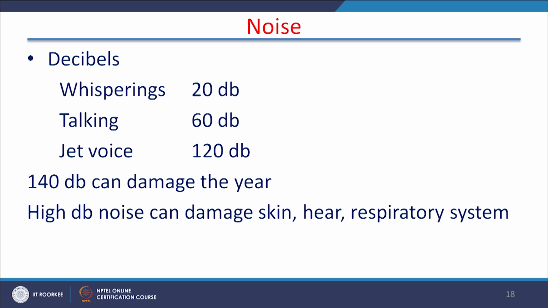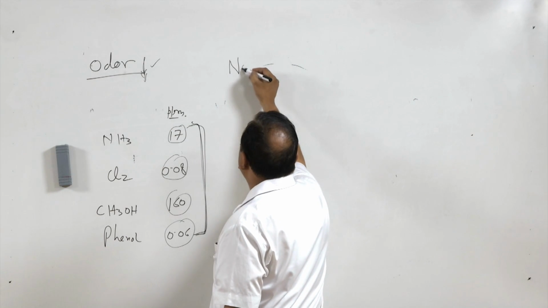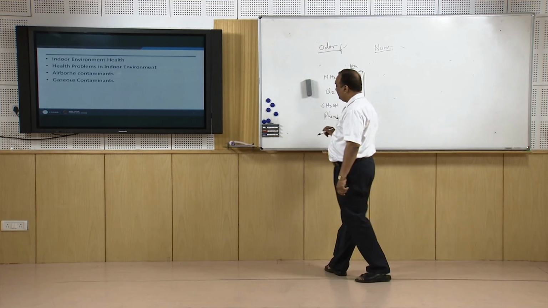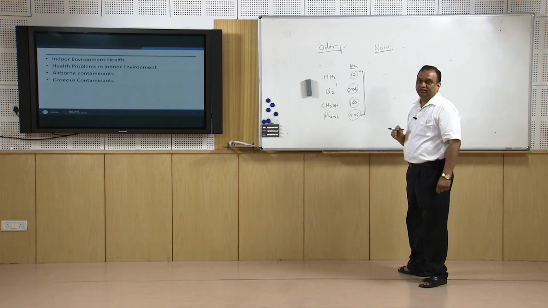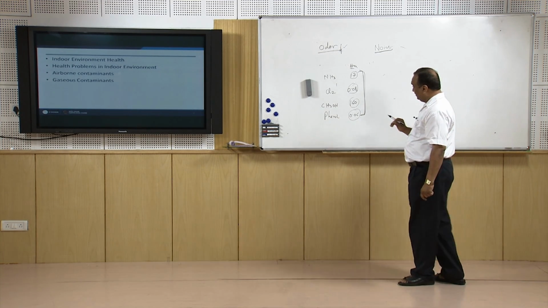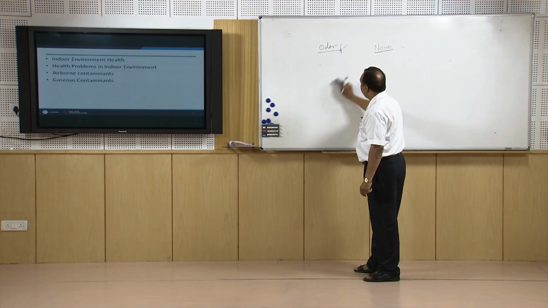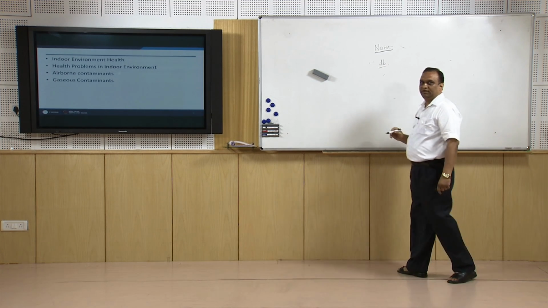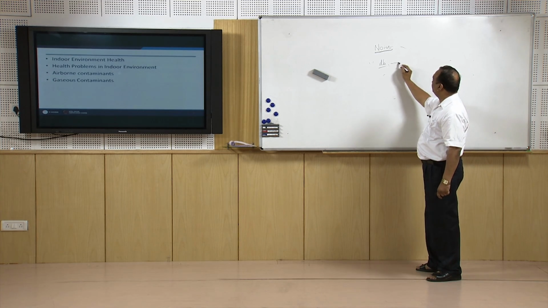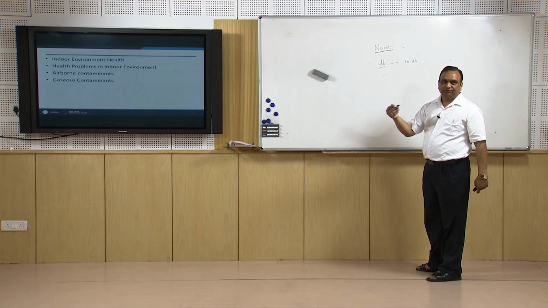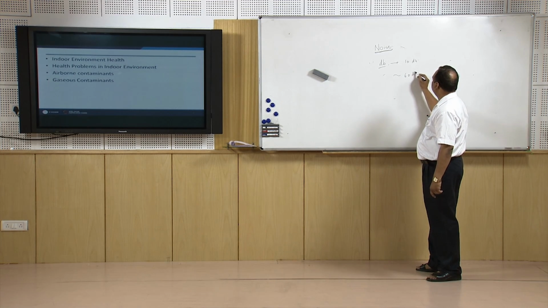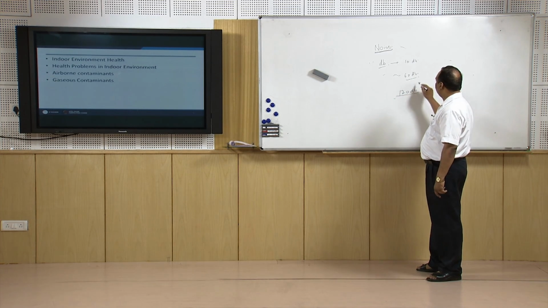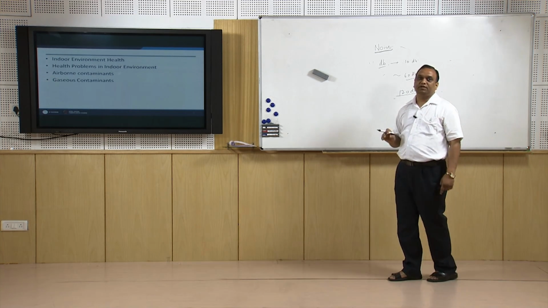Another thing which disturbs indoor environment health is noise. Even if the temperature, humidity, air movement and odor are controlled, if noise is there in the occupancy, you will not feel comfortable. Noise is expressed in terms of decibels. If somebody whispers, it is approximately 10 decibels. I am just talking in this room, the sound may be of the order of 60 decibels. But the moment you reach 100 or 120 decibels, it is a logarithmic scale, so at 120 decibels it becomes unbearable. It becomes like a jet voice.